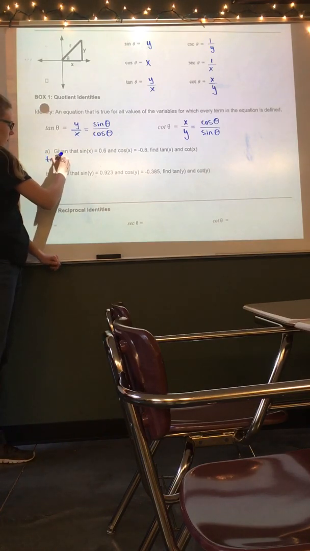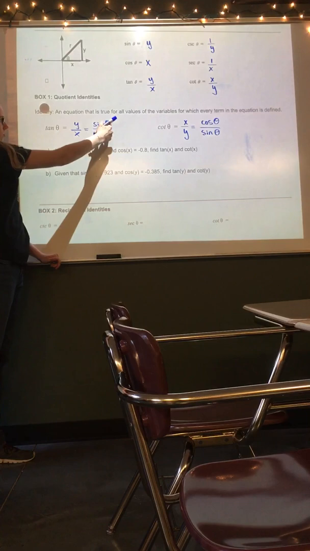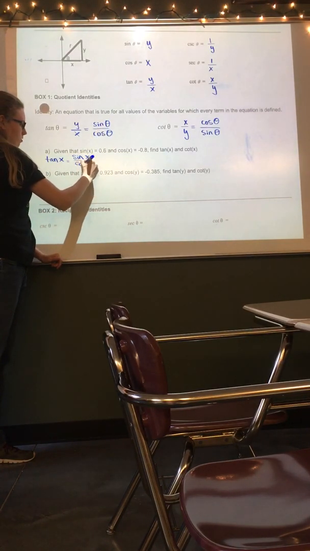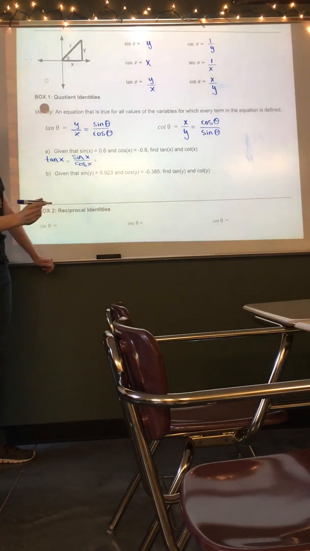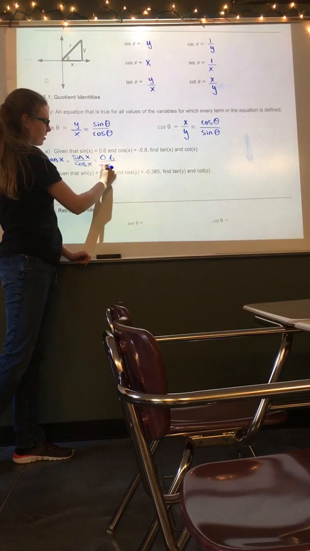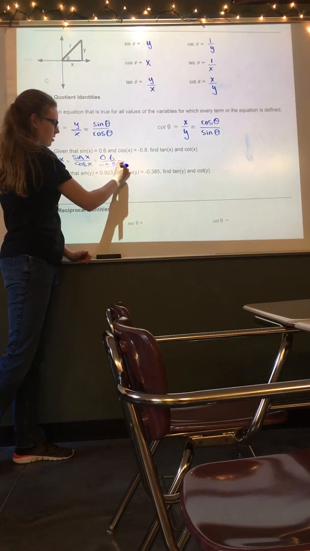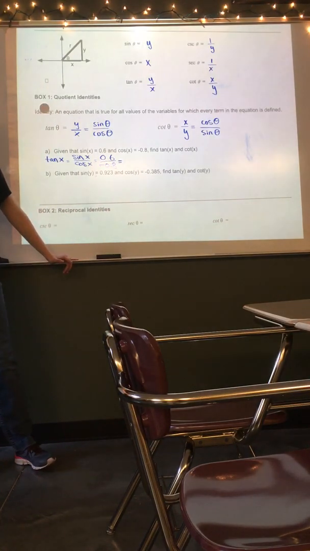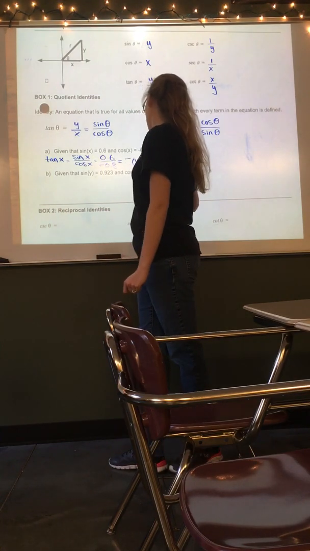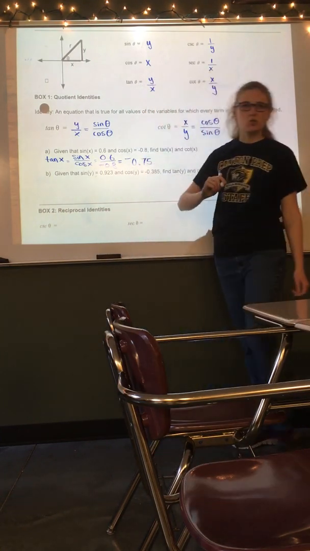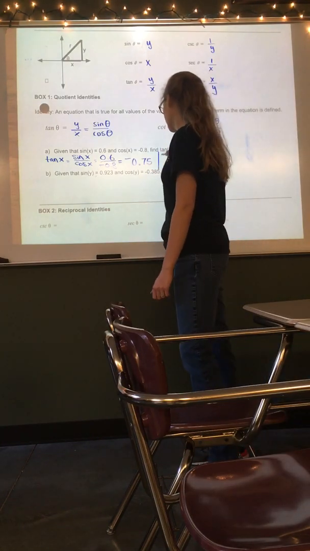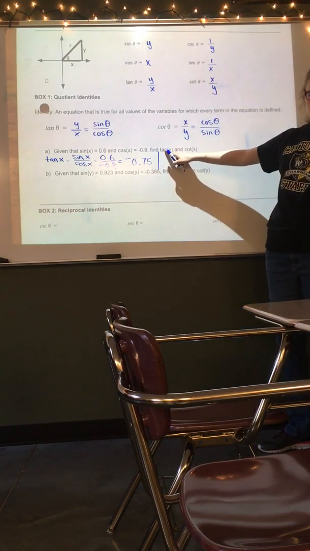So tangent is equal to, from our identity, sine over cosine. Sine is 0.6. Cosine is given as negative 0.8. And if you divide those, you get negative 0.75. So the tangent of this angle x, whatever it may be, is negative 0.75. So that's tangent, that's the first thing it asked us for.